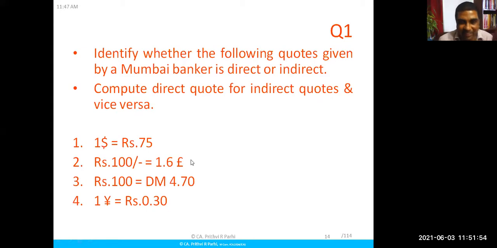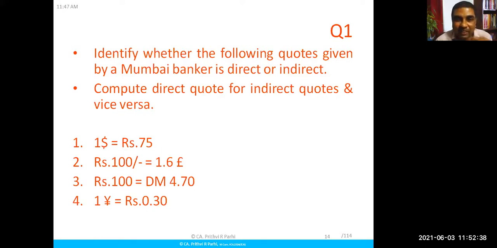If it is indirect, what is the direct quote? Sir, one trick is that if 1 unit of foreign currency is given, as in question number 1, where it is given $1, then it is a direct quote for India. No, 1 unit is not necessarily 1 rupee or $1. This 100 rupees is also 1 unit.